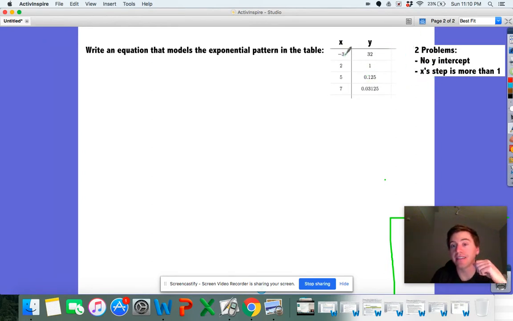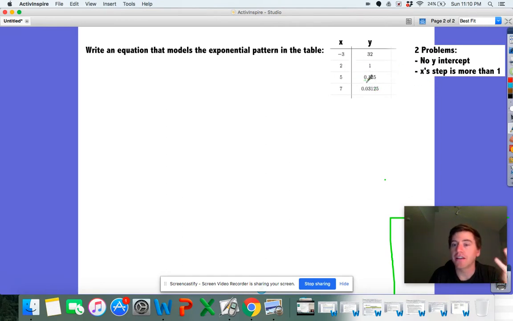And then x's step is more than 1. So before you were saying, okay, from 2 to 3 to 4, we're multiplying by something to get to the next one. Well, it's not just one multiply, right? It's not from 2 to 3. So I didn't just multiply one time.